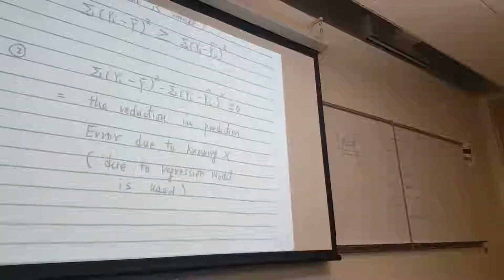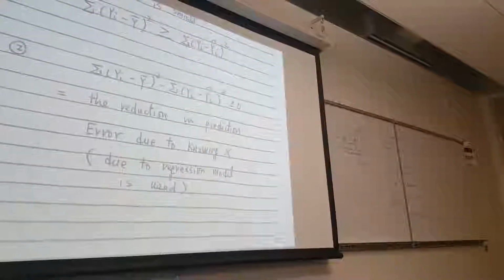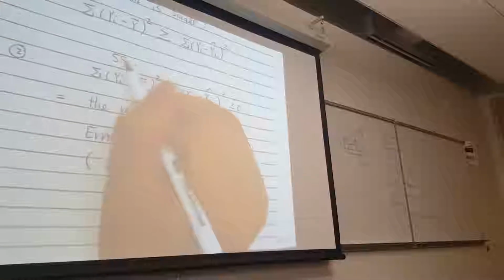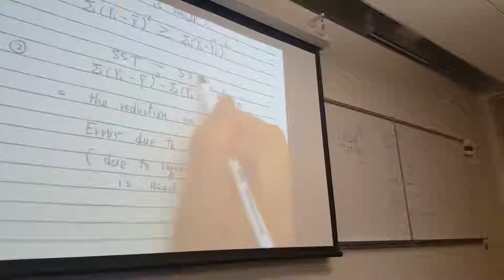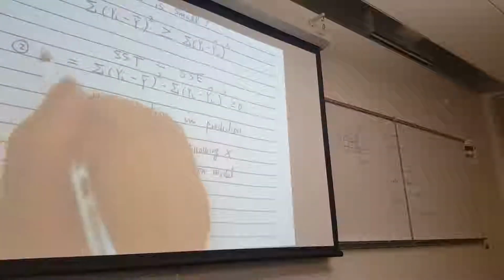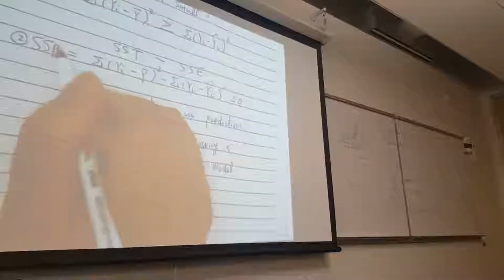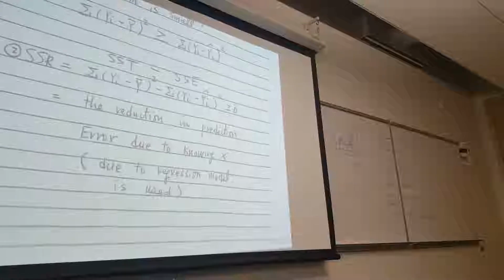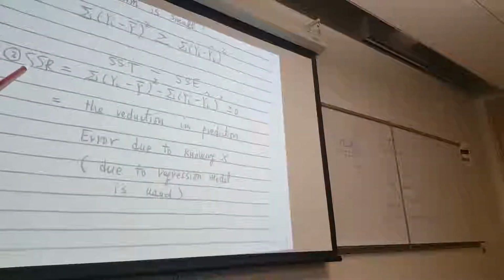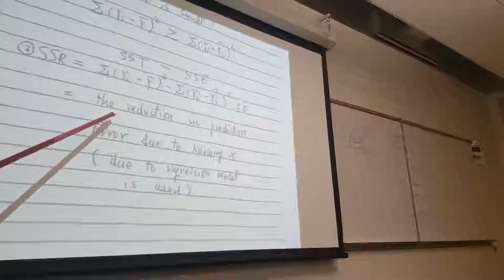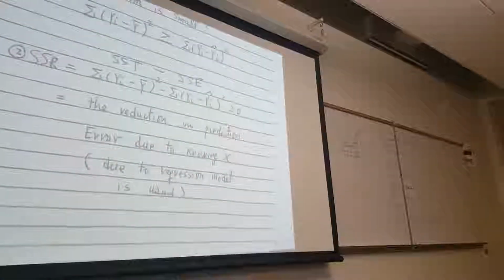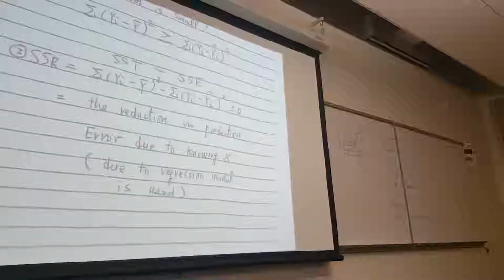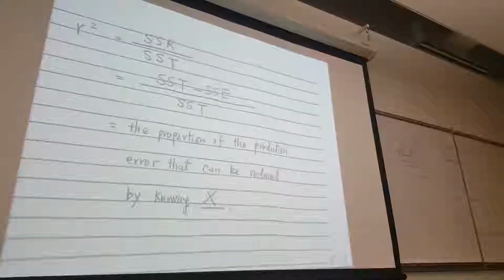Now, what is this term here? This term is SST. And this term is what? SSE. So this is actually what? SSR, the regression sum of squares. So another way to see the regression sum of squares is it is what? The reduction in prediction error due to knowing x. Is that okay? You want to copy?